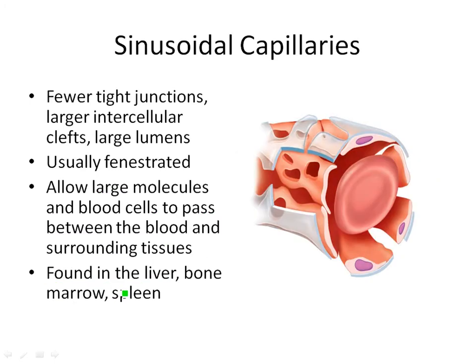And then we have the most leaky of all, which are the sinusoids. Okay, so the sinusoids have very few tight junctions. You see there's lots of spaces between the cells. You have big old monster holes. All right, so this is going to allow for large molecules to cross from the bloodstream into the tissues. It also allows for macrophages to escape from the blood out into the tissues to clean up debris and infection. So you find these in areas such as the bone marrow, the liver, and the spleen. So you've got these big, large molecules that are going to be leaving the bloodstream and getting into tissues.